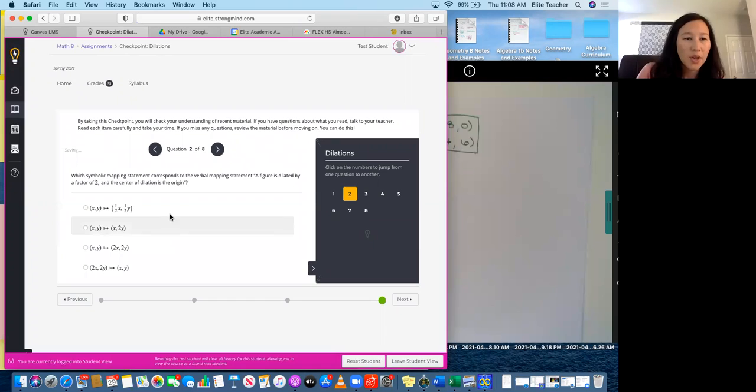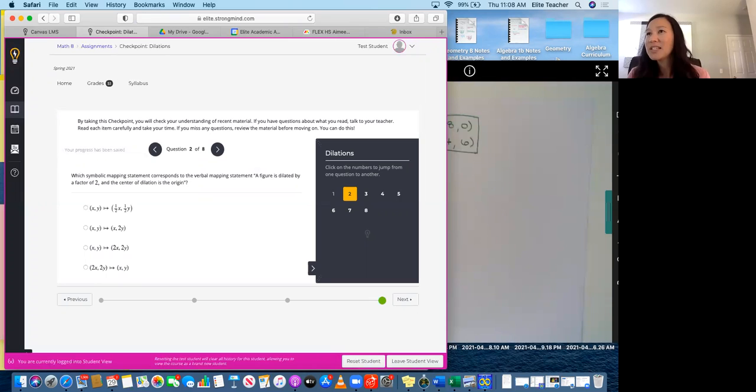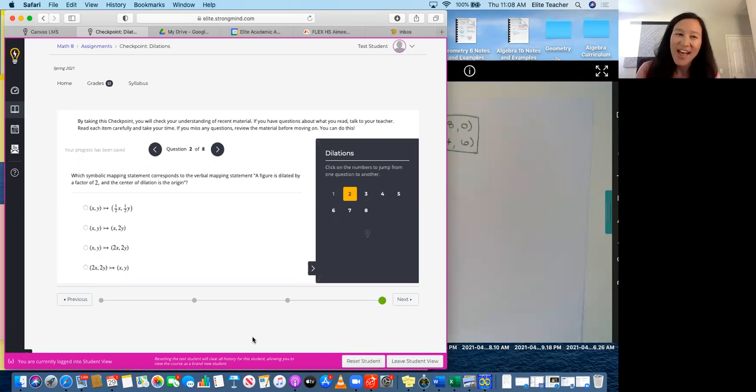Okay, so number 2, which symbolic mapping statement corresponds to the verbal mapping statement? A figure is dilated by a factor of 2 and the center of dilation is the origin. It looks a lot scarier than it is. I promise you're going to be like, that was it.